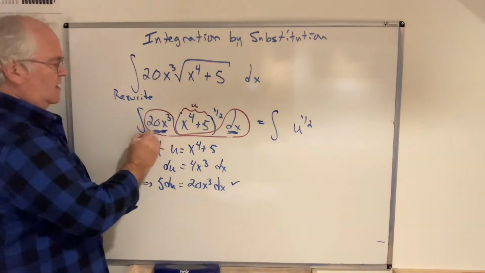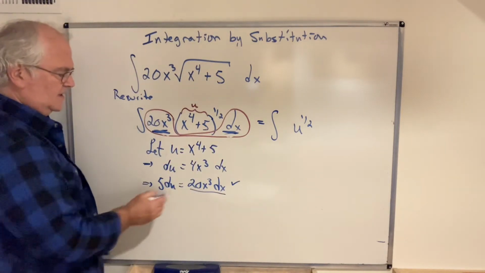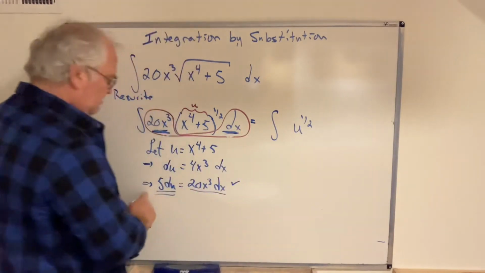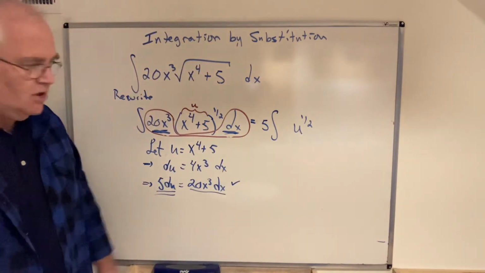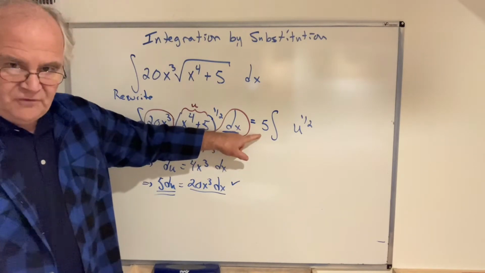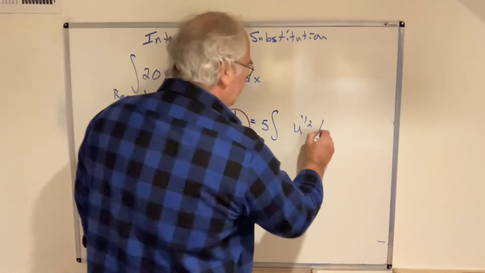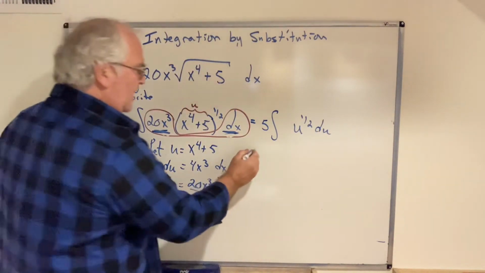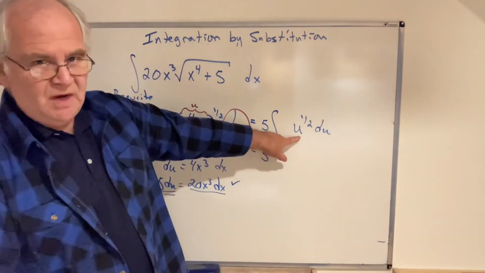How do you say 20x to the third dx? That's 5 du. And because constant multipliers multiply along, I usually just throw the constant multiplier out front. You may, if you wish, put it inside. I like to just go ahead and throw it out front. Constant multiplier is just going to multiply along. So 5 du, right? And now, constant multiplier multiplies along. This is straightforward. This is easy.